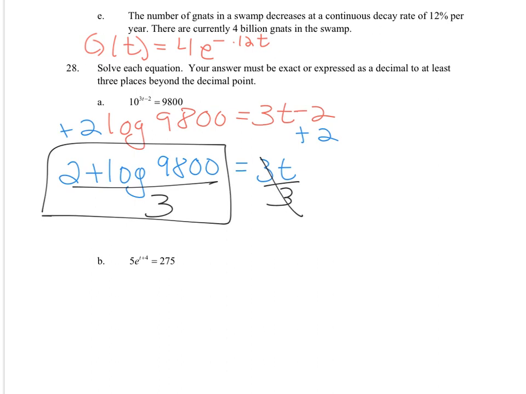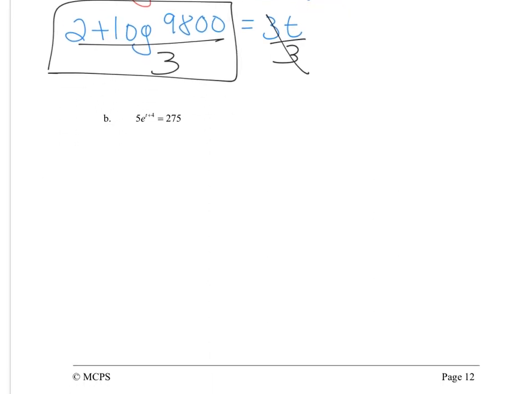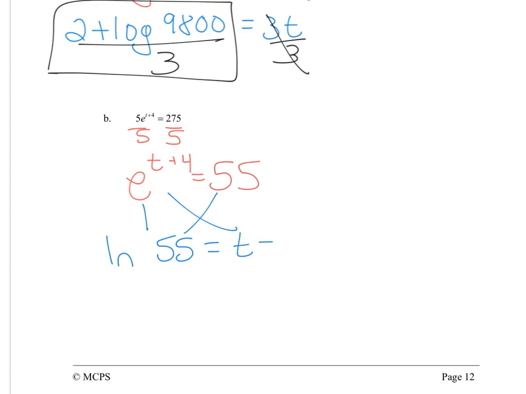Okay, for B, we have to start by dividing by 5. Change it to a log. And then subtract 4. So negative 4 plus the ln of 55.